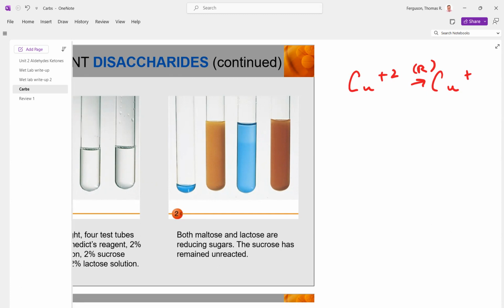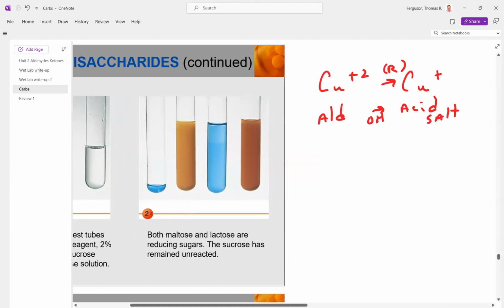So now we're doing the aldehyde to the acid. And because it's in a basic environment, it's going to end up being the acid salt. That's the essence of a Benedict's reaction. It doesn't matter if it's a plain old aldehyde or an aldehyde that comes from a monosaccharide or a disaccharide. And this is an oxidation. Okay, so what does this look like?